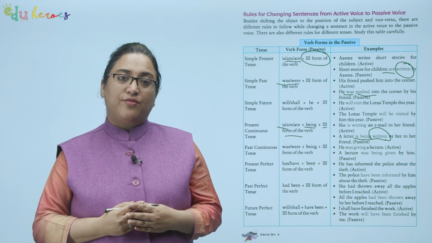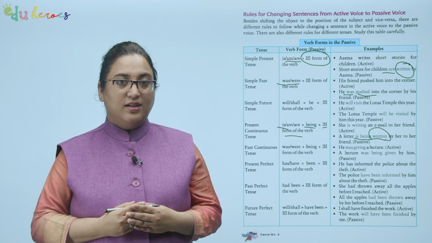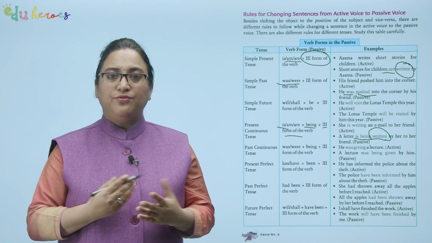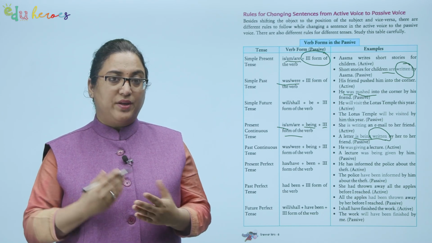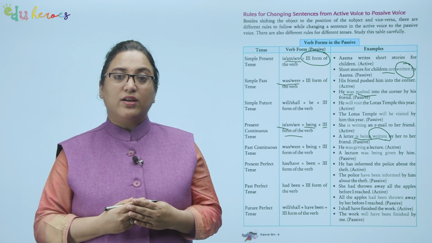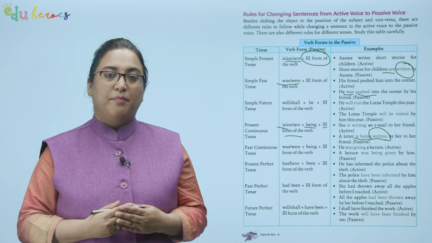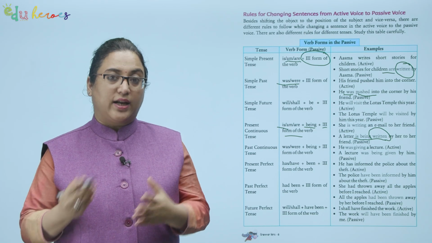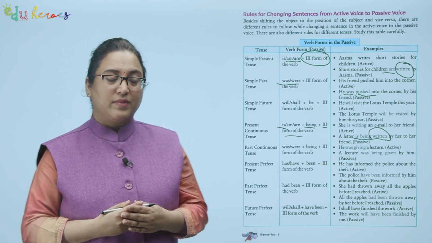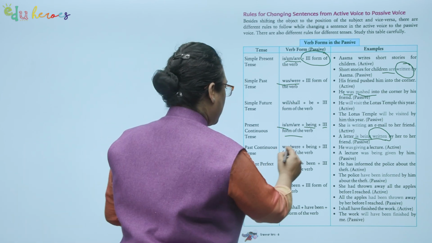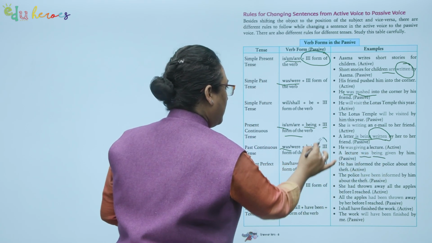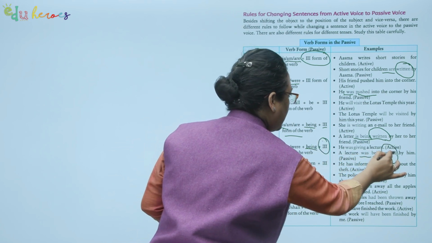When we are writing in past continuous tense, then we will follow the pattern was or were plus being plus third form of verb. So this is quite similar to the previous one, only the difference of past and present. He was giving a lecture. Active voice, because here he is doing the action directly. He is the doer. A lecture was being given by him. Passive voice. So was, being, third form of verb, given is the third form of verb.